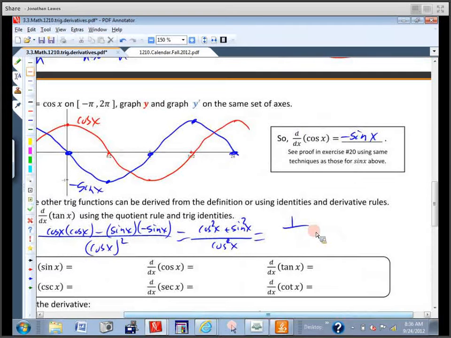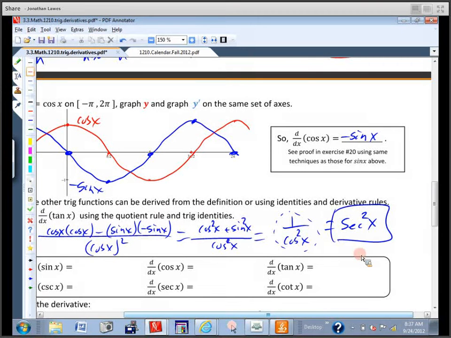Top's a 1, Pythagorean identity, bottom is cosine squared x. I could leave it like this, but we usually don't leave that as 1 over cosine squared. What is 1 over cosine? Secant, so I'd write this as secant squared of x.